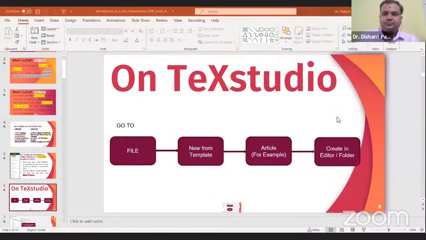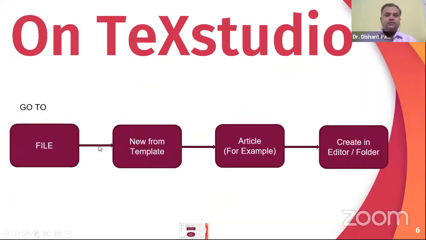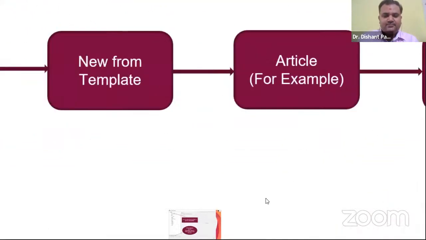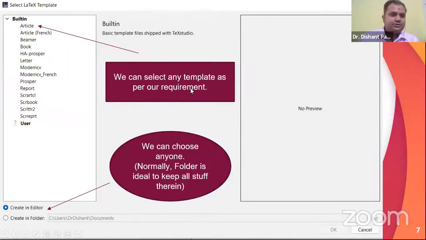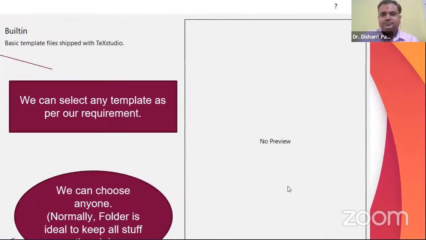Now, coming to the presentation. As I mentioned, you can see here the file, then new from template, and then article, for example, and then you can create in editor or folder. I already showed you this. We can select any template as per our requirement, and we can choose either of these, but normally folder is preferable.